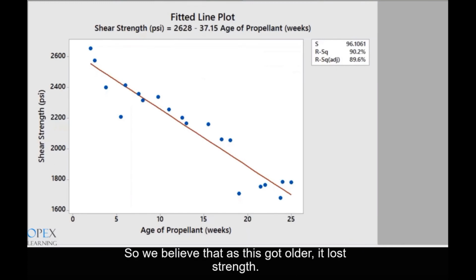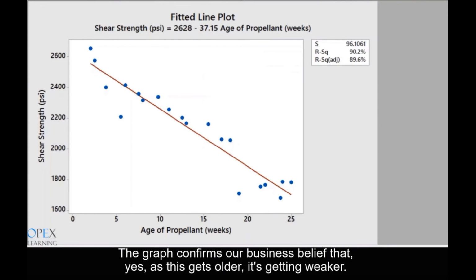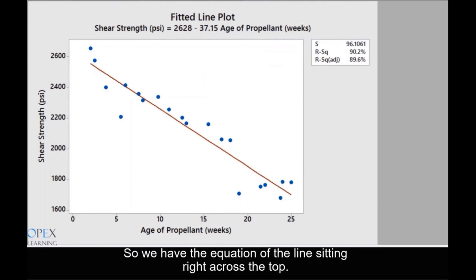So we believe that as this got older, it lost strength. We've got a graph without even using the equation. The graph confirms our business belief that, yes, as this gets older, it's getting weaker. It's losing its shear strength, and that's not a good thing. So we have the equation of the line sitting right across the top.